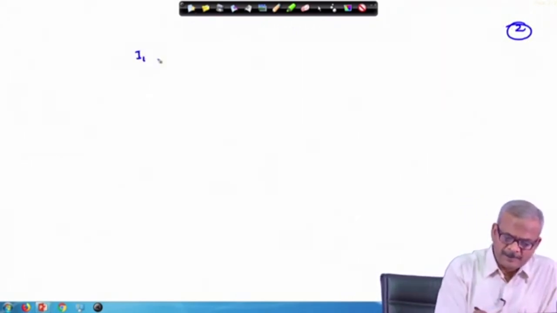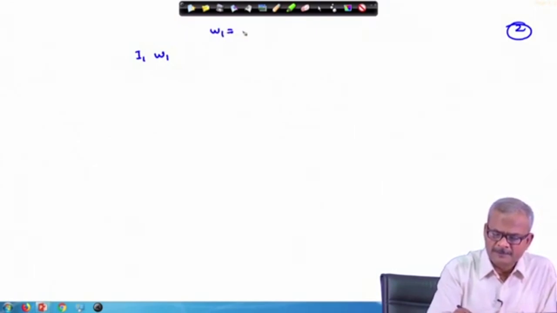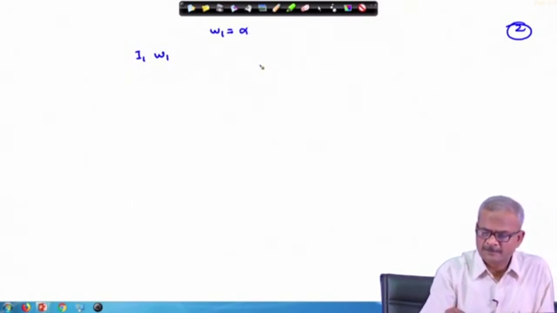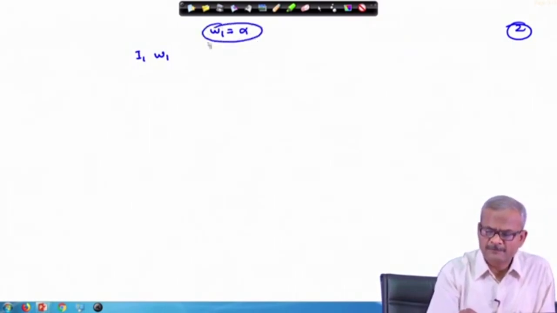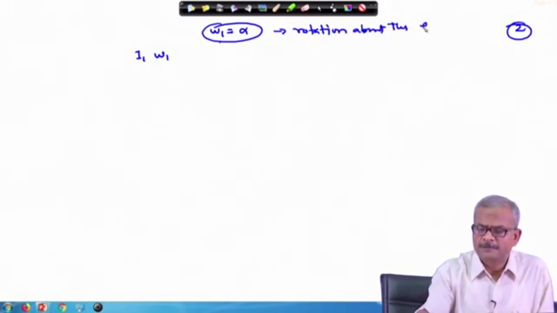So, we will utilize these equations and write the other necessary equations for this. So, we have I 1 times omega 1, and we can write this as alpha, beta, gamma, okay. This is alpha. So, it is rotating about the E1 axis, rotation about the E1 axis.